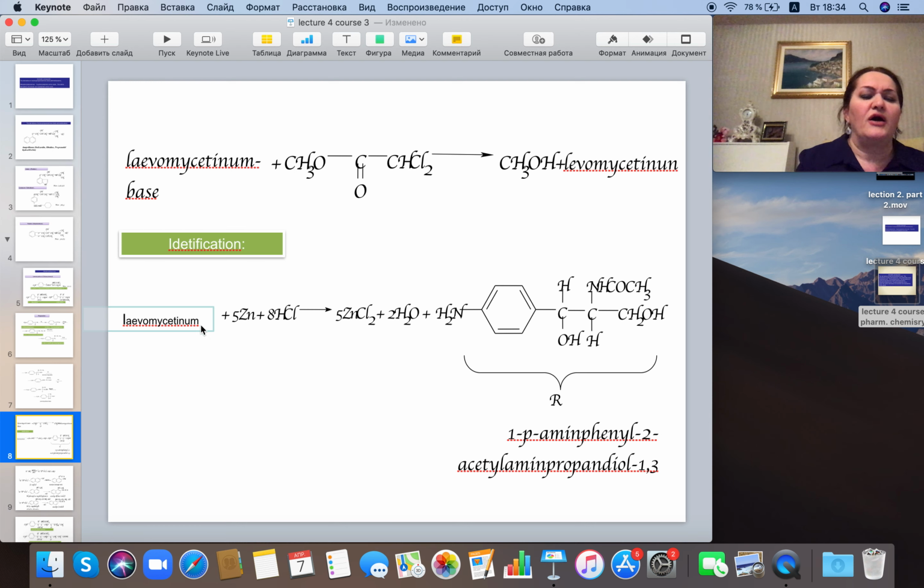When we speak about identification, because levomycin has a nitro group in the structure, we do a reduction using zinc powder in hydrochloric acid, and we receive amino derivatives of levomycin. These substances we show as a radical, and we show this reaction.